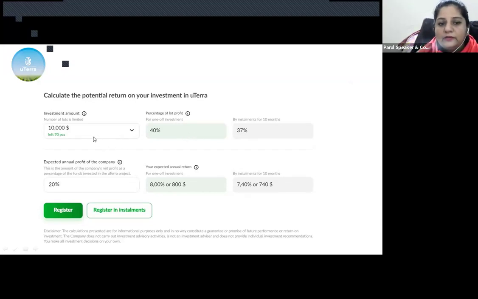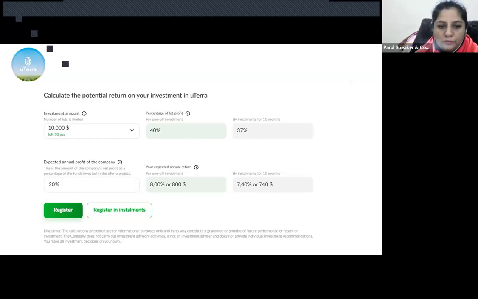Assume you have taken a $10,000 package, the 40% is the percentage of the lot profit for the one-time payment. If you have taken it on an installment plan, then 37% will be the net of the lot profit, right? We expect that the company will have a profit of 20%. So 40% of this 20% will be 8%, or $800, right? For the installments, 37% of the 20% will be 7.40%, or $740. I hope I made it very clear to you.